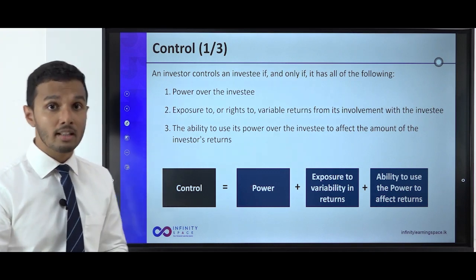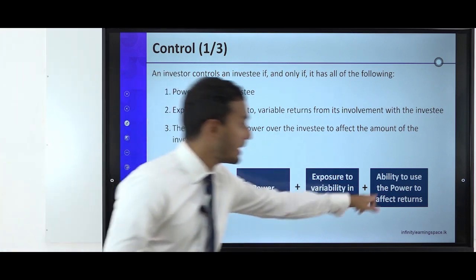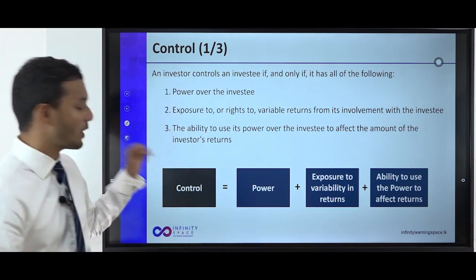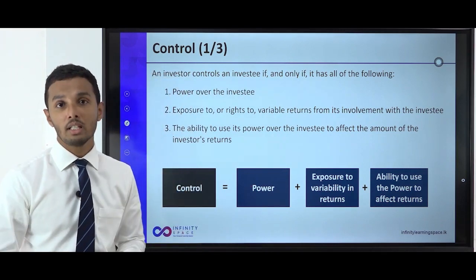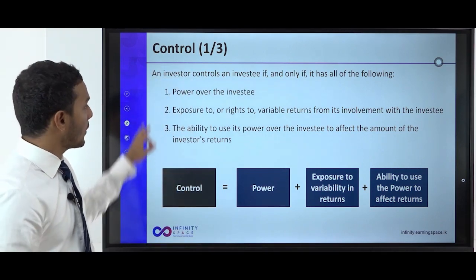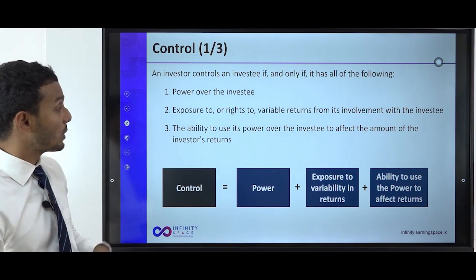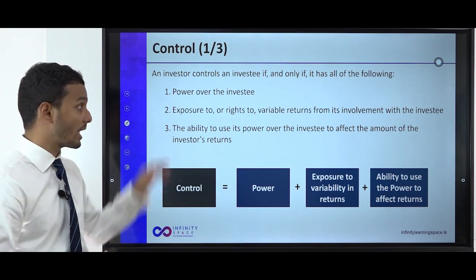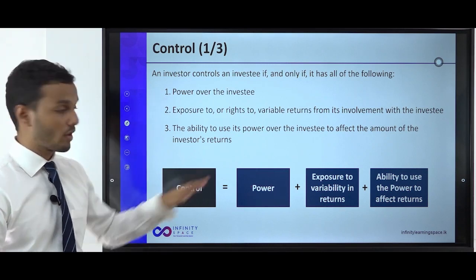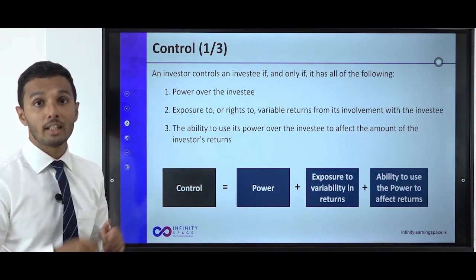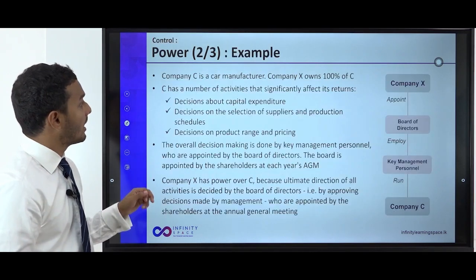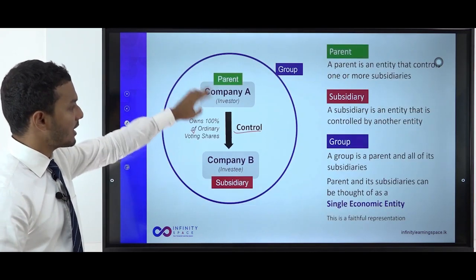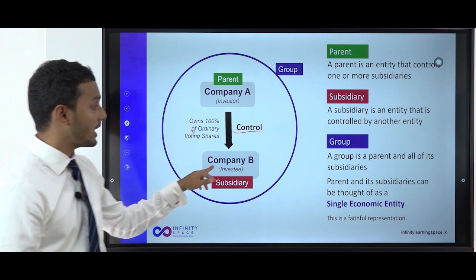They are not principals. So because of that, they don't meet this requirement and they don't have control over the company, right? So these are the three requirements that need to be satisfied for an investor to have control over the investee. All three need to be there, not just one, not just two, all three need to be there for the investor to say he has control over the investee.